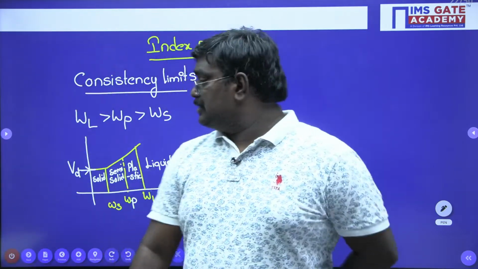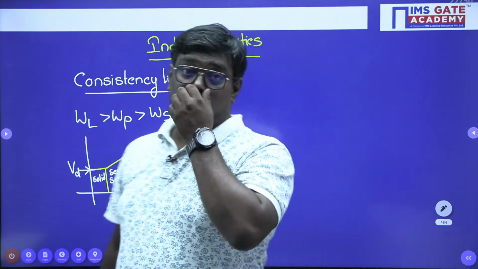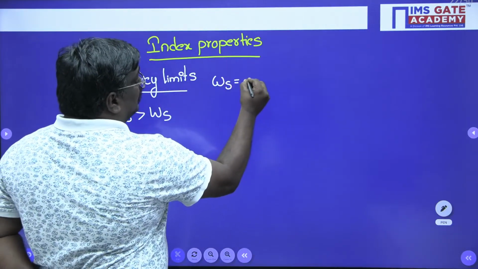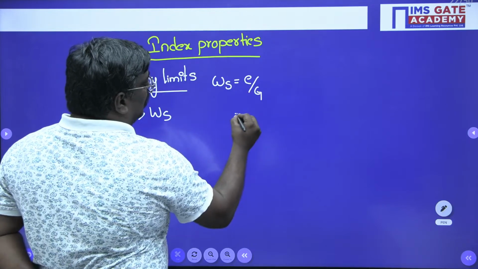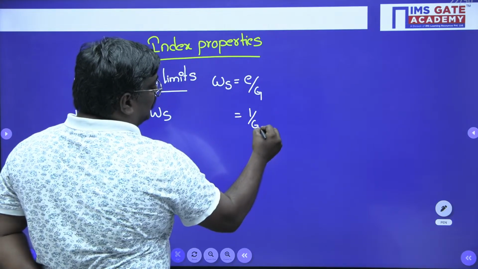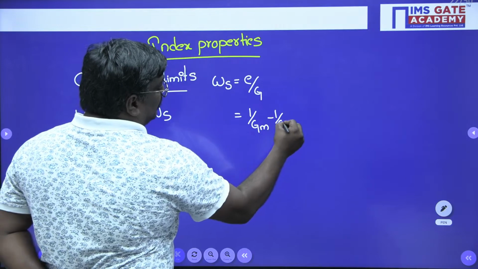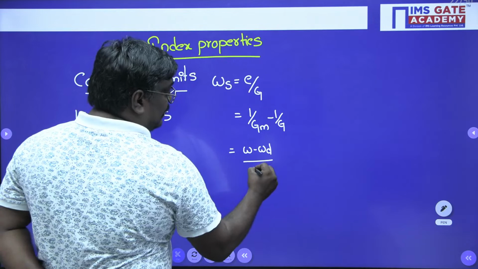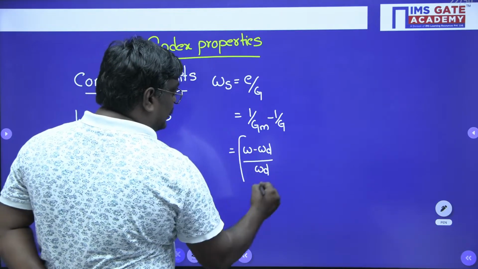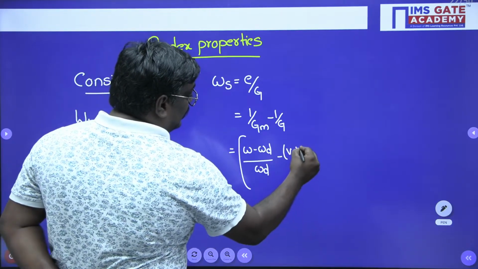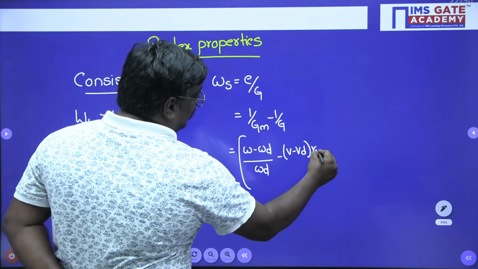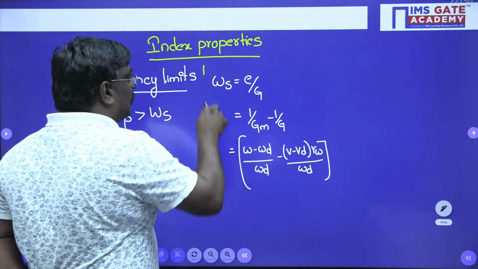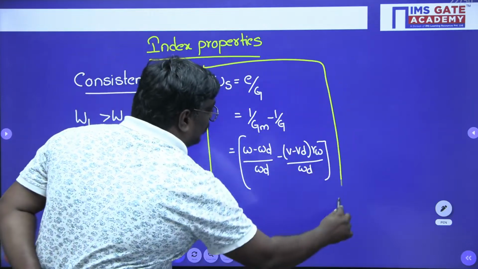Now see students, what you have to understand is the formulas for shrinkage limit. Shrinkage limit Ws is equal to e by G, or it is equal to 1 by Gm minus 1 by G, or it is also given by the formula (W minus Wd) upon Wd, from the laboratory test, minus (V minus Vd) into gamma W upon Wd into 100. So these are the formulas for shrinkage limit, which are very important.